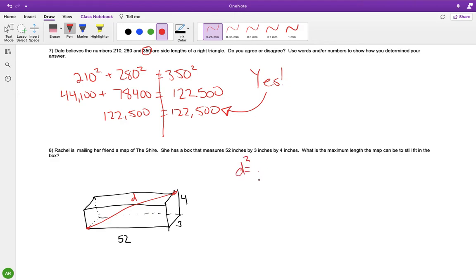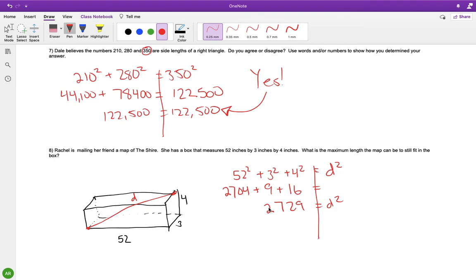D squared equals, well, you guys know it in your notes, it's actually shown a different way, so I'm going to rework it. So we have 52 squared plus 3 squared plus 4 squared equals D squared, or unknown diagonal length. So 52 squared is 2,704 plus 9 plus 16. The sum of those 3 values is 2,729.